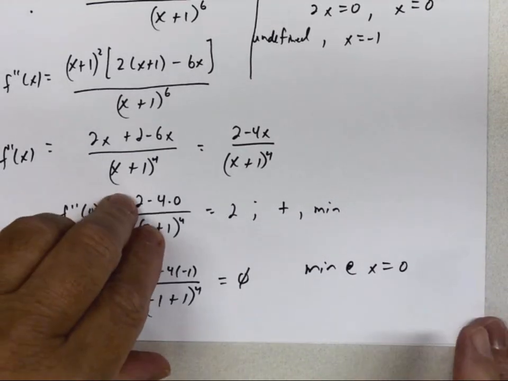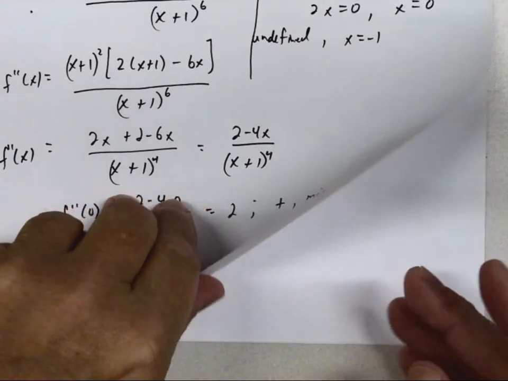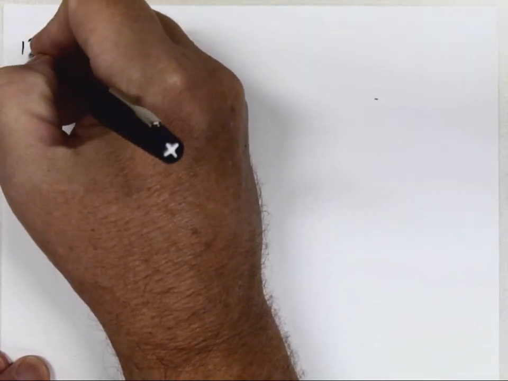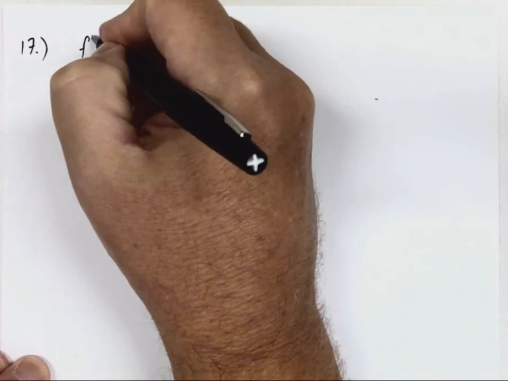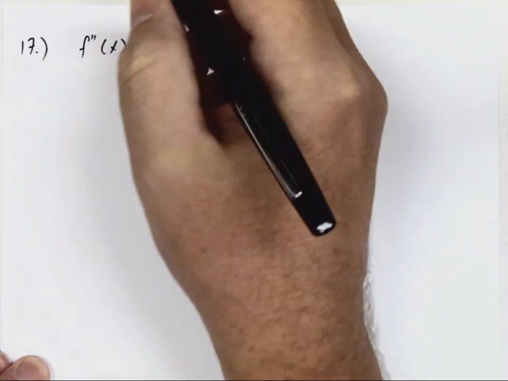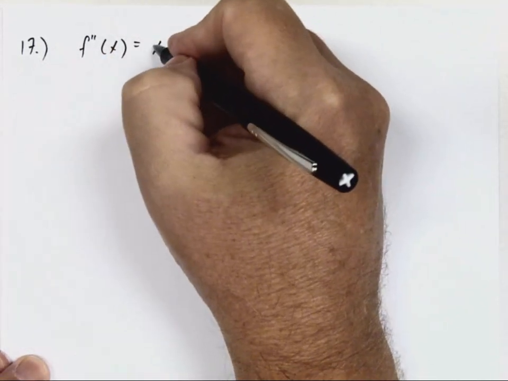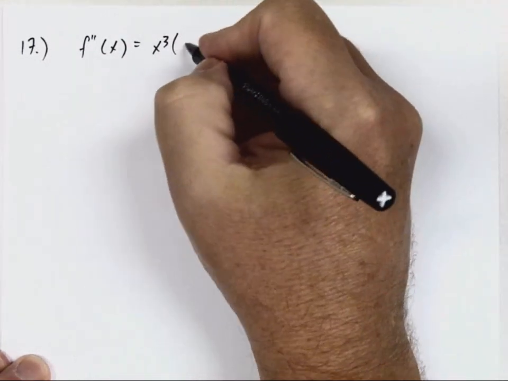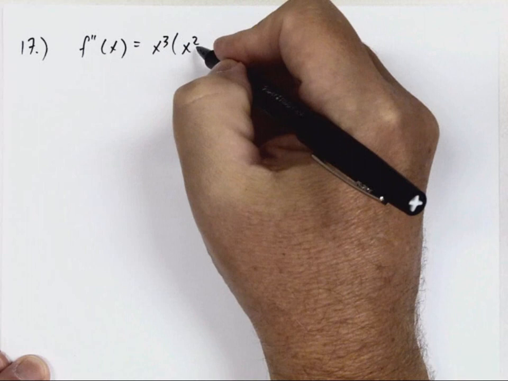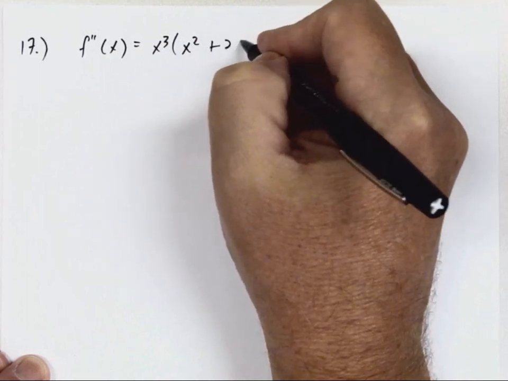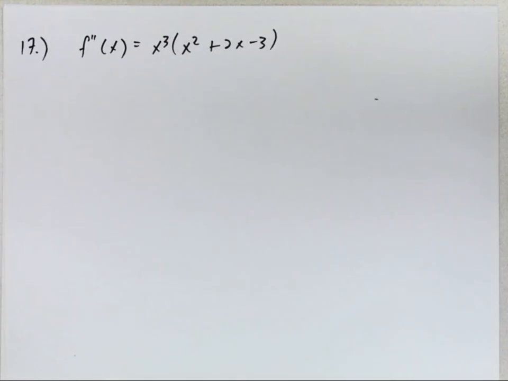Number 17, they actually give you an expression for the second derivative, and then they say determine intervals where it's concave up and down and find the inflection points. So we sort of did this similar kind of problem with the first derivative. These kinds of problems aren't too bad because sometimes the hard part can be figuring out these derivatives. So here they just give us the second derivative. So it's x cubed times, in parentheses, x squared plus 2x minus 3.